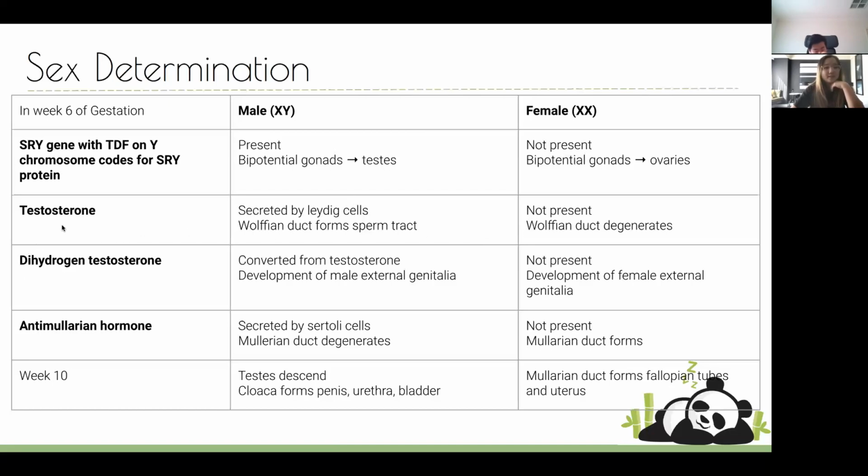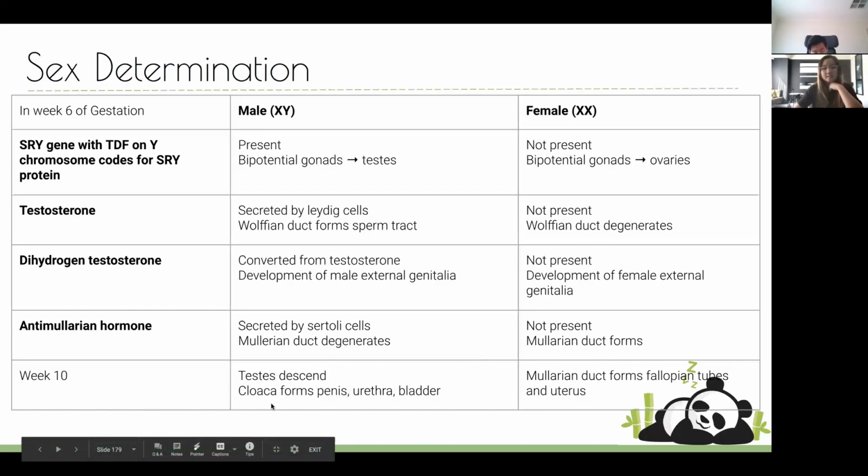And then testosterone can also turn into dihydrotestosterone, and that causes the development of the male external genitalia. In females, that's not present, so you develop the female external genitalia. And then anti-Mullerian hormone is also secreted by the Sertoli cells, also in the testes. That causes the Mullerian duct, or the female duct, to degenerate. Because AMH is not present in females, the Mullerian duct forms. And then by week 10, the testes descend, the cloaca forms the penis, urethra, and the bladder. And in females, the Mullerian duct forms the fallopian tubes and the uterus.